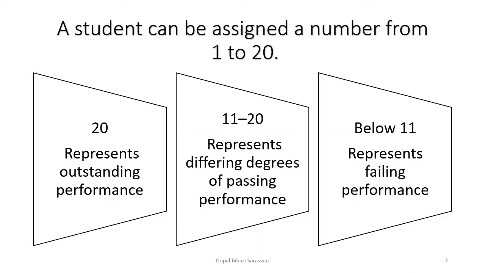A student can also be assigned a number in terms of measuring the performance. We call it ranks. Like 20 represents outstanding performance, whereas below 11 represents failing performance. But the question arises here, how will you finalize what to assign, whether you would like to assign a grade, rank, or any other value? What is the benchmark to decide what measurement value we must assign to data? There are different processes for a researcher for such kind of measurement.